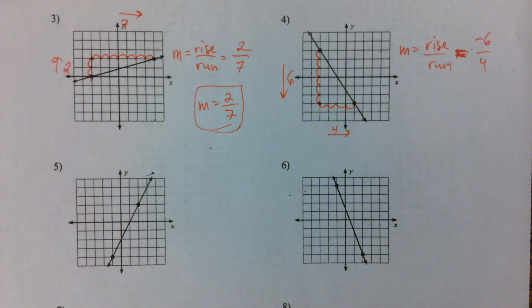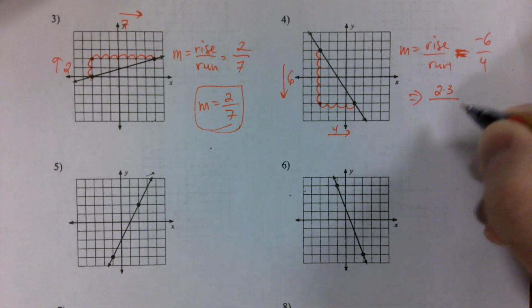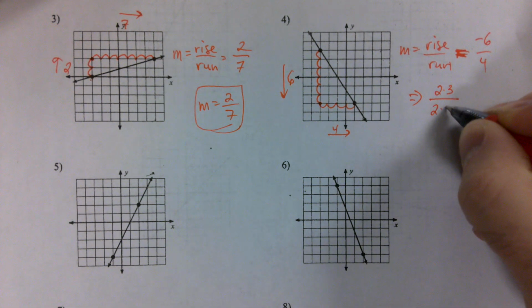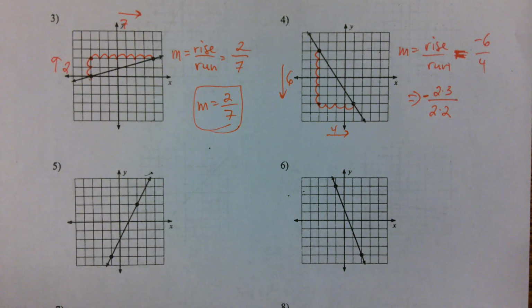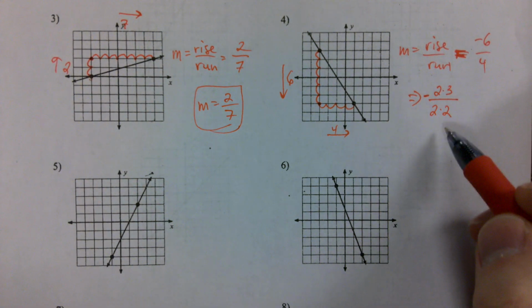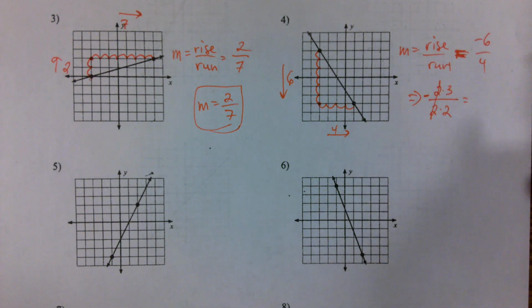Now, I've got an even number over an even number, 6 over 4. I can simplify this. 6 is 2 times 3. 4 is 2 times 2. I'm going to throw my negative sign in there just so I don't forget. I'm looking for numbers that are the same to cross out. I've got a pair of 2's that go away. And that leaves me with a slope of negative 3 over 2.